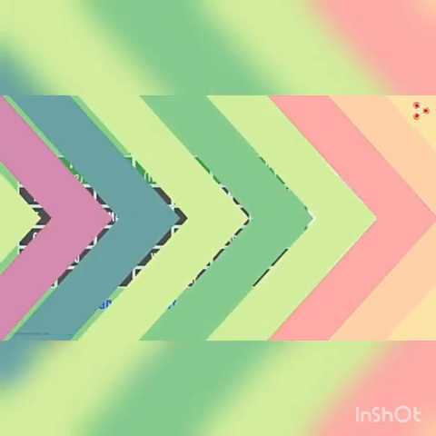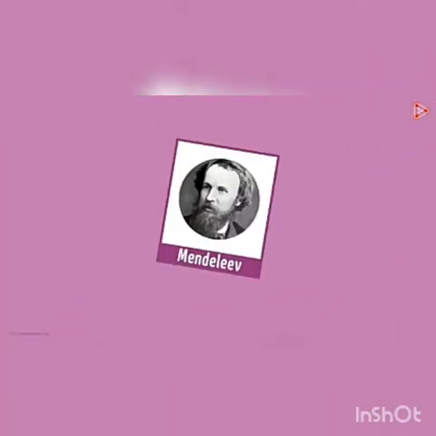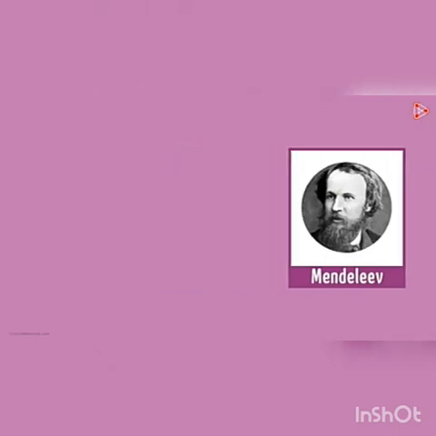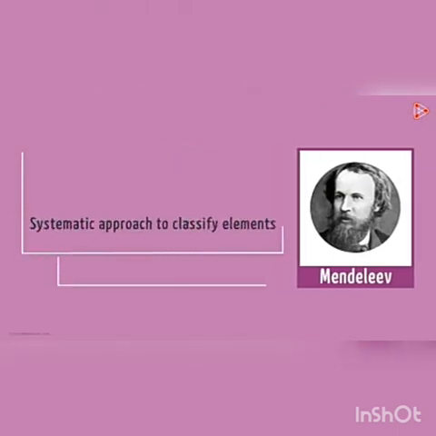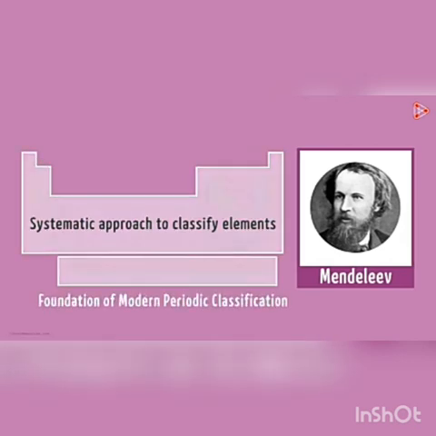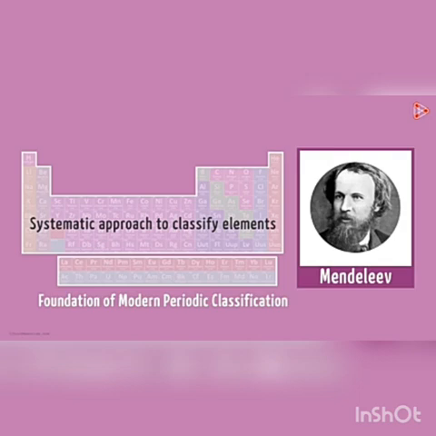Later, there came a proper, well-defined system which was put forward by a famous Russian chemist called Mendeleev. He not only gave a systematic approach to classify elements, but even laid the foundations of modern periodic classification that is widely used today. Let's have a detailed look at the periodic classification of elements as presented by Mendeleev in the next video.